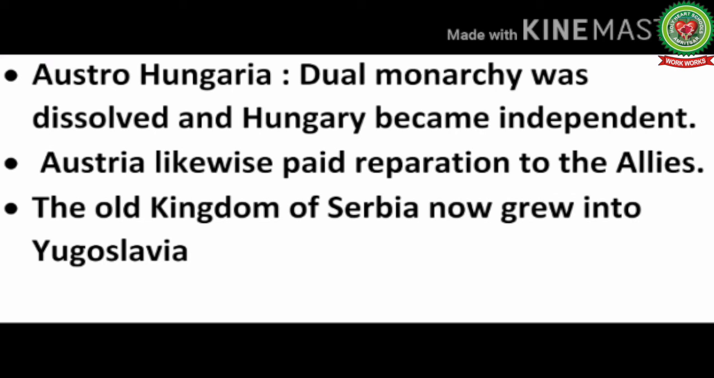Austro-Hungarian dual monarchy. Monarchy is a system where the king used to rule. And in Austria-Hungary, Habsburg dynasty was ruling. So this monarchy came to an end and Hungary was made an independent state. So Austria and Hungary got divided and Hungary got the status of independent state. Austria, like Germany, had to pay a war reparation to the Allied countries. The old kingdom of Serbia was given a new name called Yugoslavia.